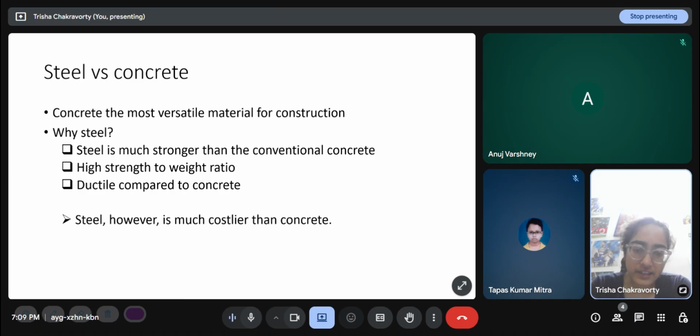However, steel is much costlier than concrete, so we don't use steel in all residential and commercial buildings. Most of them are made of reinforced concrete. Steel is generally used in more specific or more highly demanding structures, like very high rise towers, bridges, etc.